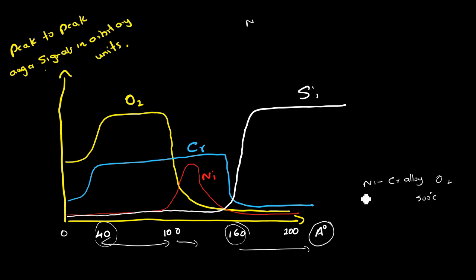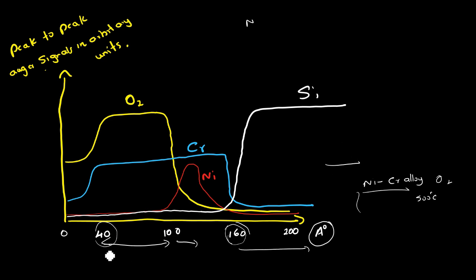Overall we can say this nickel and chromium alloy is on a silicon substrate, right? Because silicon is the base here. Silicon has the highest peak and silicon has most of the area around our profile. So silicon is the base, and all the other compounds are coming before the silicon. All the oxygen, nickel, chromium, everything is on top of the silicon.